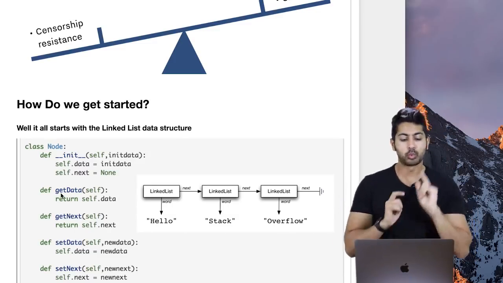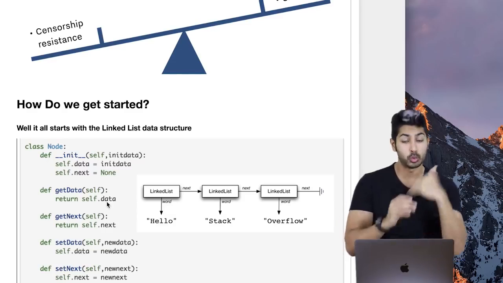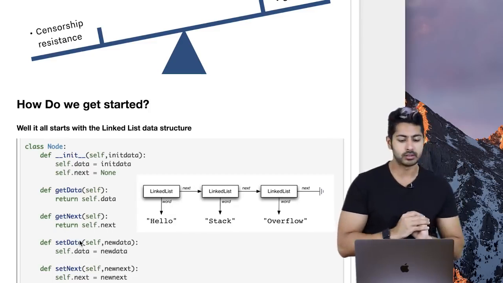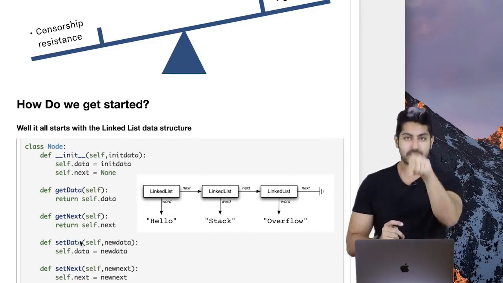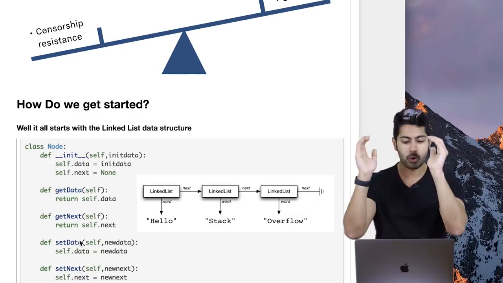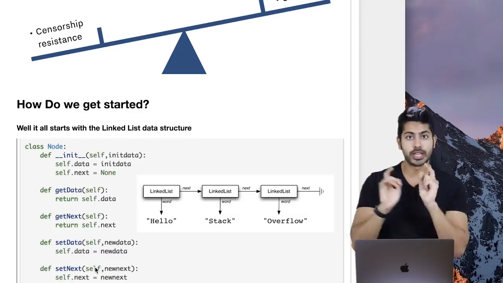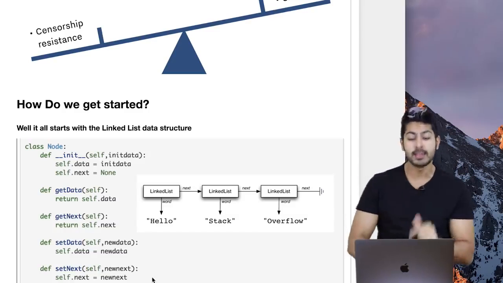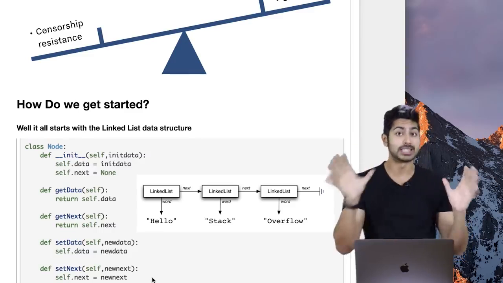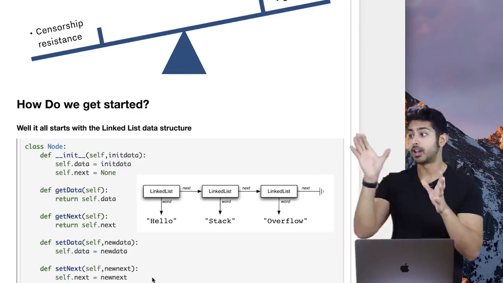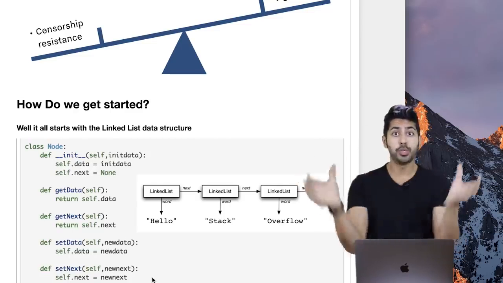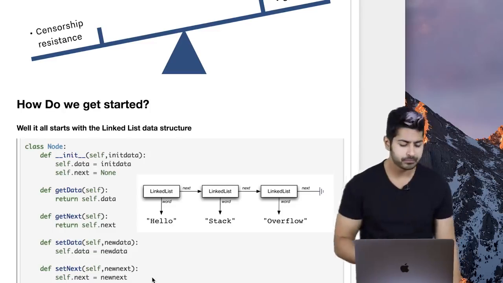So get data says return whatever we stored in that single node, which would be hello. Get next will get the data in the next node that it's connected to. Set data will set what's inside of that node. So we'll say set data hello, or whatever we want to store in there. And lastly, set next, we'll set the data in the next node, which would be stack. And then set next again would be overflow. So now we have this linked list of hello stack overflow. Three different strings stored in three different nodes. The whole thing is considered a linked list.